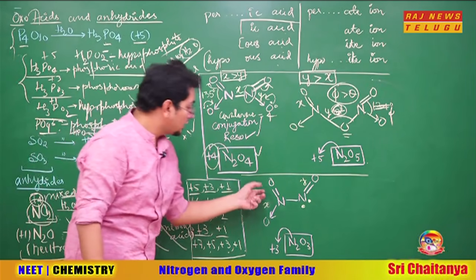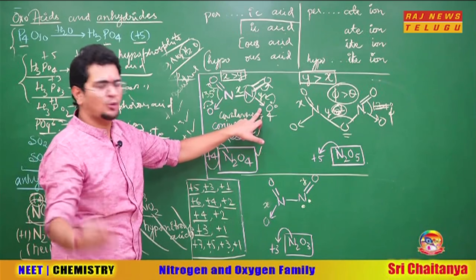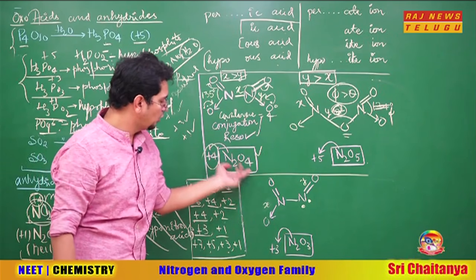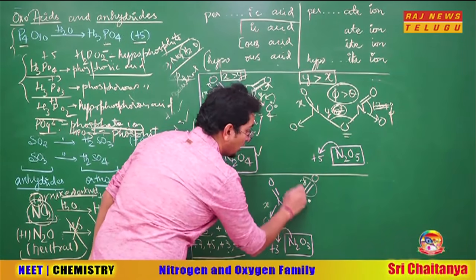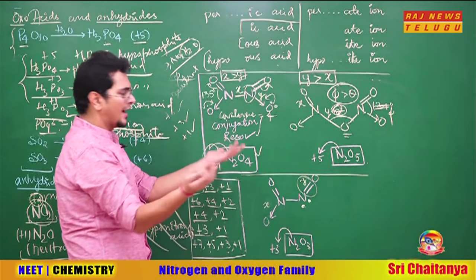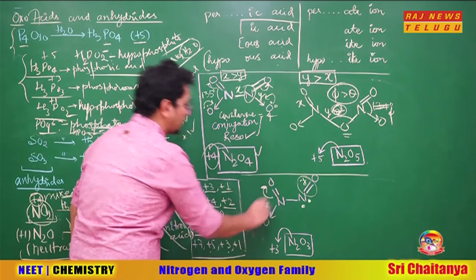Going ahead, in N2O3 structure, what to do? Simple. In N2O3, you have to just remove one single bonded oxygen from N2O4. N2O3 will come. Question arises, here do you have any conjugation? Answer is negligible, almost no. Whereas, here the conjugation is still going on.